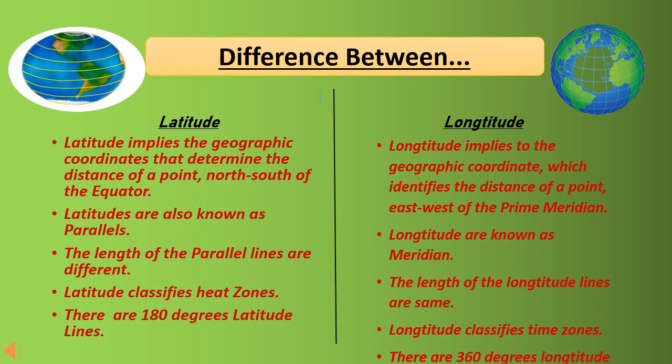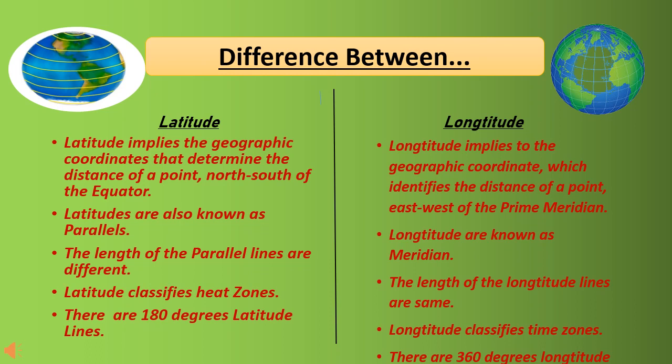Difference between latitude and longitude. Latitude implies the geographic coordinates that determine the distance of a point north-south of the equator, whereas longitude implies the geographic coordinate which identifies the distance of a point east-west of the prime meridian. Latitudes are also known as parallels. Longitudes are known as meridian.